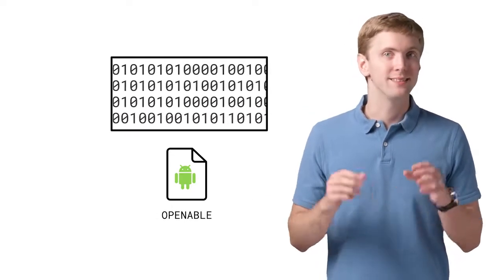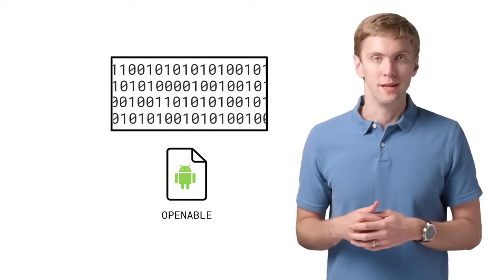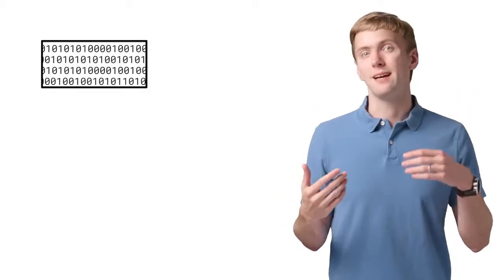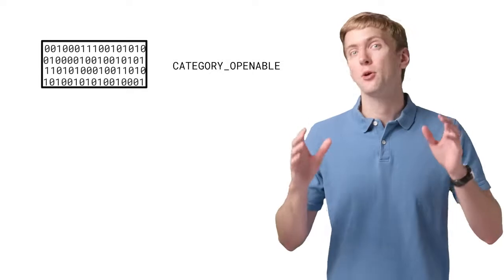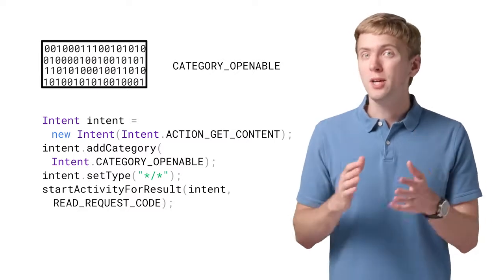This comes from the fact that you can open a file stream and get directly at the bytes that make up the file via something like Open File Descriptor or Open Input Stream. And in most cases, when you're using something like Get Content or Action Open Document, this is exactly what you want. So way back in API 1, Android added Category Openable. You'd add this to your intent, and then you could ensure that what you got back could be opened.